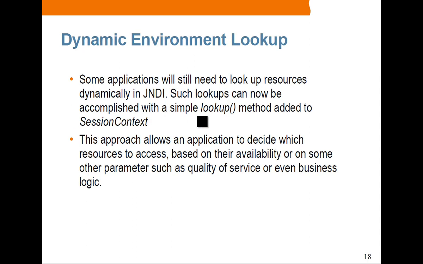Dynamic environment lookup. Some applications still need to look up resources dynamically in JNDI. So if you happen to have some resources configured in your app server, you still need to do the lookup. In that case, EJB 3.0 provides simpler syntax. You're basically just calling the lookup method of the session context object, providing the name of that resource. So it's a lot more simplified API than it used to be.